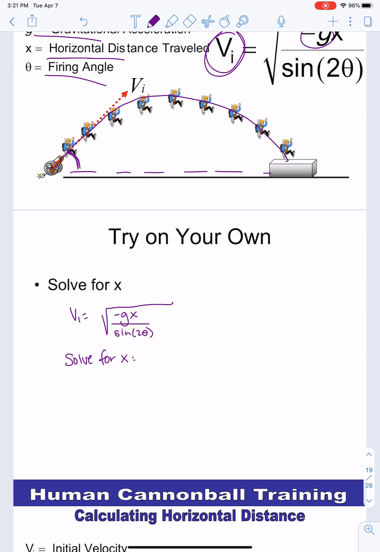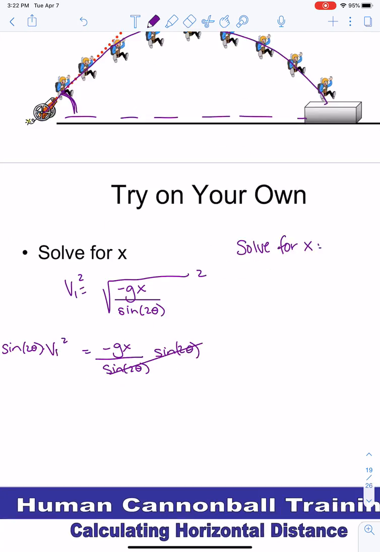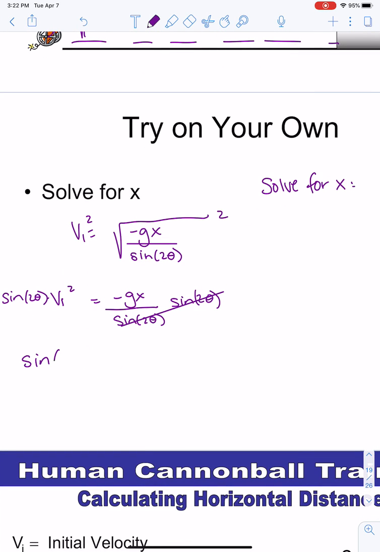Okay, so thank you guys for trying that. Here is how you would do that. So quick, you would square both sides. That would give you this. Multiply both sides by sine 2 theta. And I apologize if I'm showing too many steps. I just don't really know over video what you guys have and don't have. So sine 2 theta times the initial velocity squared equals negative g times x.